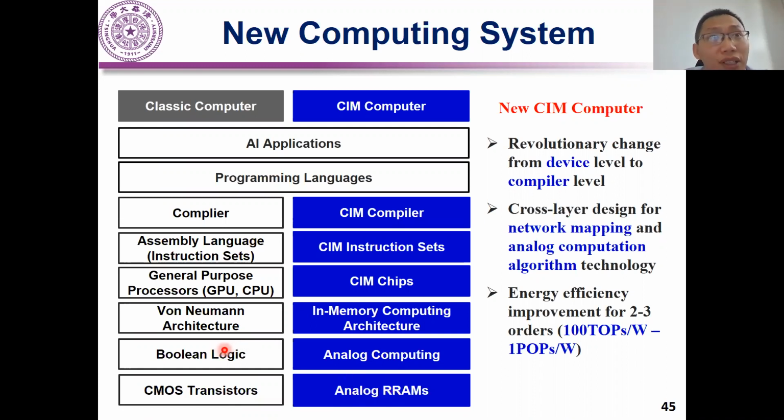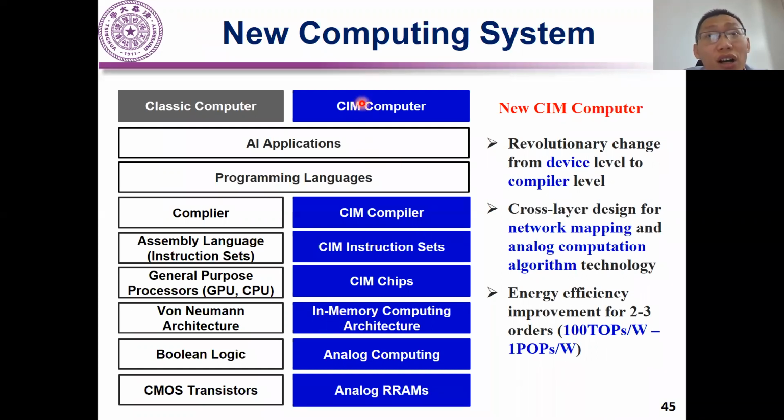And the computing paradigm changes from digital Boolean logic to analog computing based on physics law. Here I mean physics law because our computing is based on Kirchhoff's law for the addition operation and Ohm's law for the multiplication operation. So it is all physics-law-based computing. The architecture combines the memory unit and the computing unit together. So it is a non-von Neumann architecture.